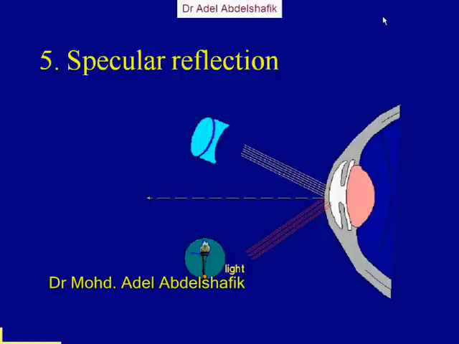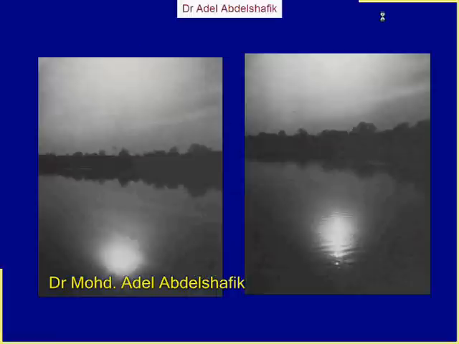Now we come to another method of use of the slit lamp, what we call the specular reflection. This is the idea of the specular reflection. Here we get the image of the sun on the surface of a lake, and this water is stable, while here we get some waves on this lake. This is the specular reflection, the reflection of light on a surface.